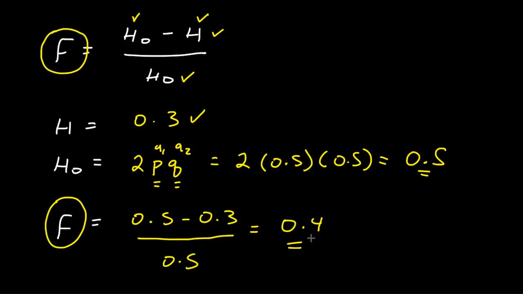So on our continuum of 0 to 1, 0.4 represents a fair amount of inbreeding. Based on our inbreeding coefficient, that's a fair amount of inbreeding. And that's not really all that unexpected, right? We simulated a fair amount of inbreeding in this population, and this is the result that we get.